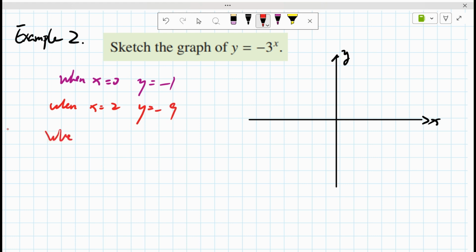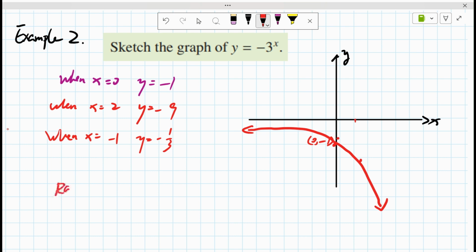And when x equals negative 1, y equals negative 1/3. So we just keep going. And we can say this one is negative 1, 0, negative 1, 1, negative 3. So we just keep going that way. Perfect. And that's the reflected graph.